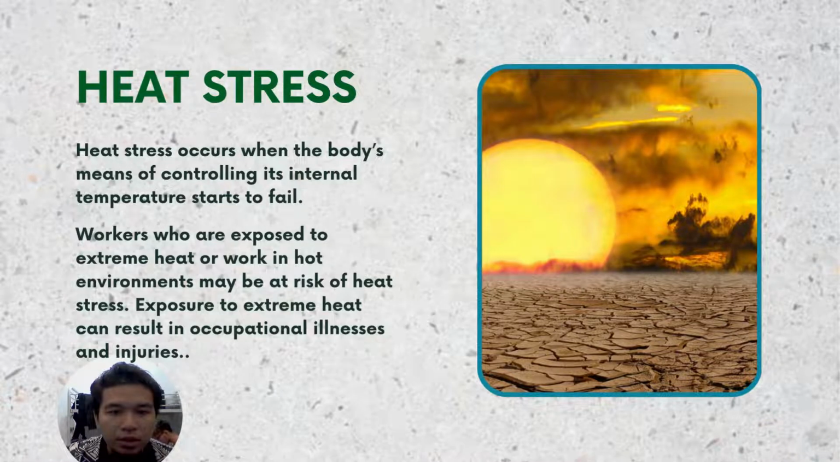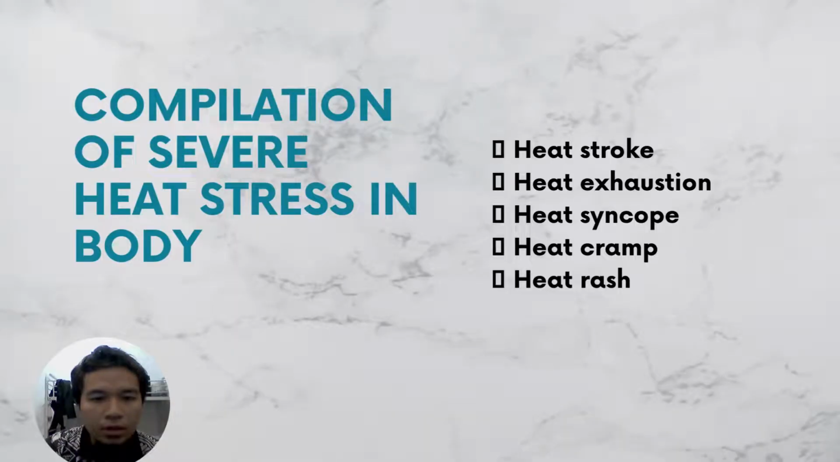Okay, so this is heat stress. Heat stress occurs when the body's means of controlling its internal temperature starts to fail. So, the complications of severe heat stress in the body: first, heat stroke; second, heat exhaustion; next, heat syncope, heat cramp, and heat rash.